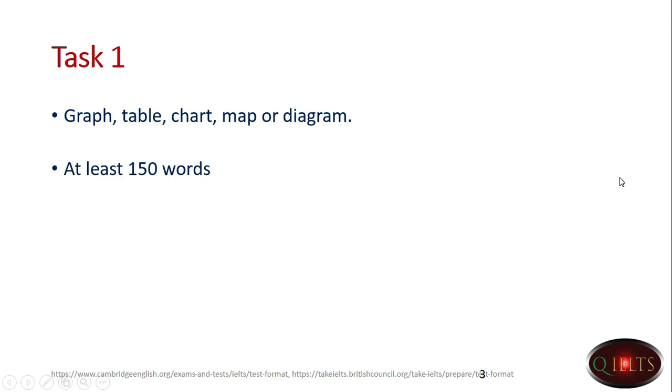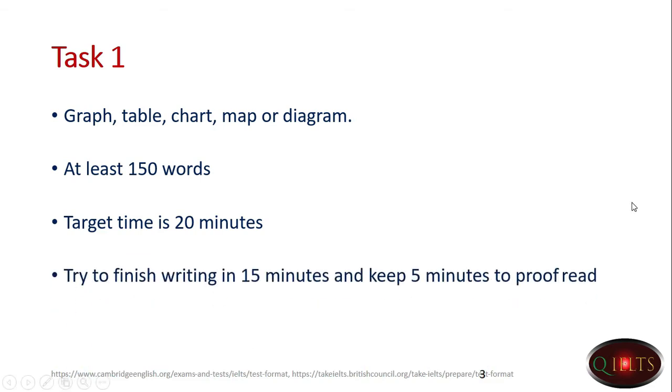Now we will discuss some important features for task 1. In task 1, you will either get a graph or a table, a chart or a map or a diagram. You must write at least 150 words, and the target time in which you should finish task 1 is around 20 minutes. Try to finish writing in around 15 minutes so that you are left with 5 minutes to proofread and correct the spelling mistakes or grammatical errors that you have made.